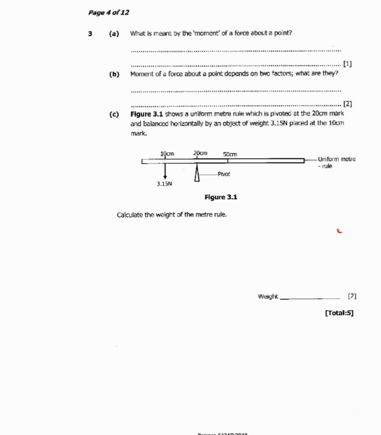Then we come to the second one, B. This one we are done. We come to B. We're saying the moment of a force about a point depends on two factors. What are they? For a body to be at equilibrium, the number one factor is the center of mass.